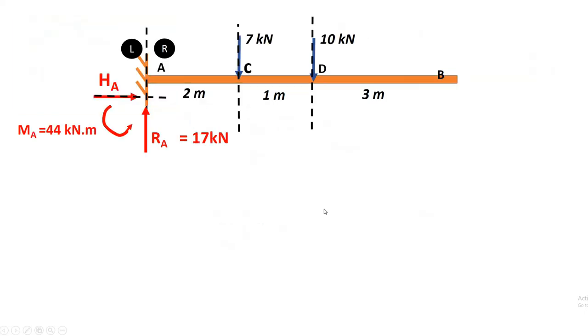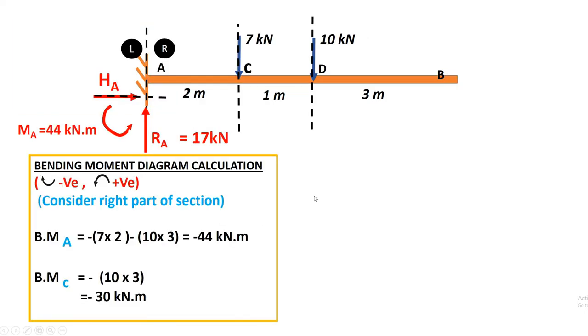Let us plot the bending moment diagram. Before we plot it, let me tell you, we are considering the right part of the section, because each and every load we have is on the right part. If I consider this section, what forces do I have in the right part? I have this 7 kilonewton and this 10 kilonewton, so I have to take the moment of all forces about point A if I want the bending moment about A.